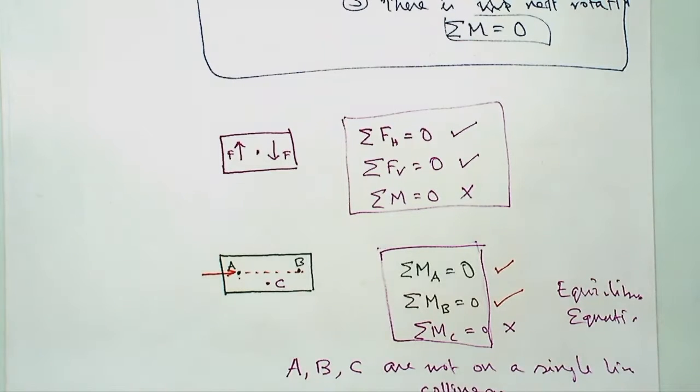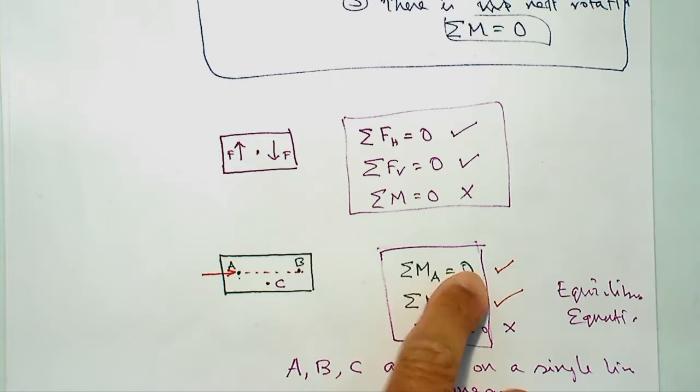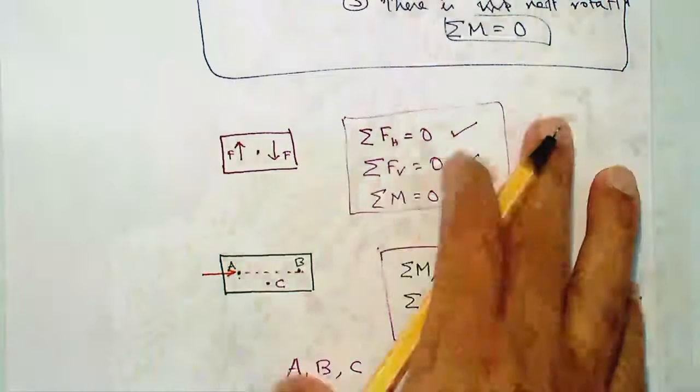So equilibrium equations, as I said, come in different varieties and forms. You could have the standard one: summation of horizontal forces zero, vertical forces zero, moment equal to zero. But three moment equations can also serve you as the equilibrium equations. And you will see later on, we'll use different combinations of these.